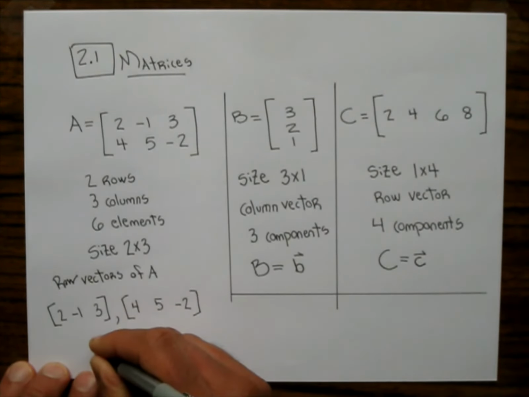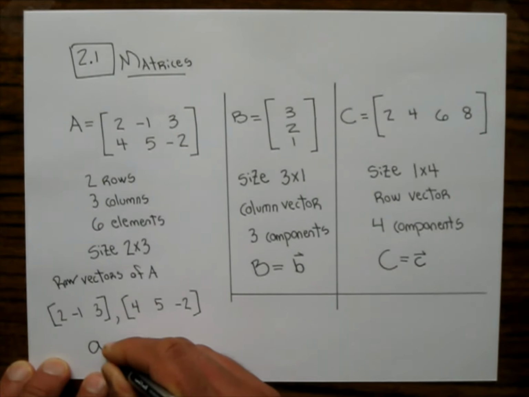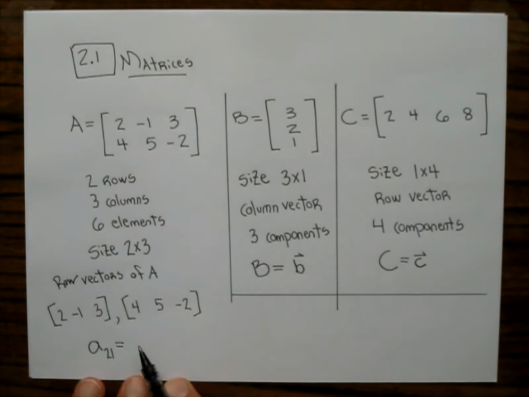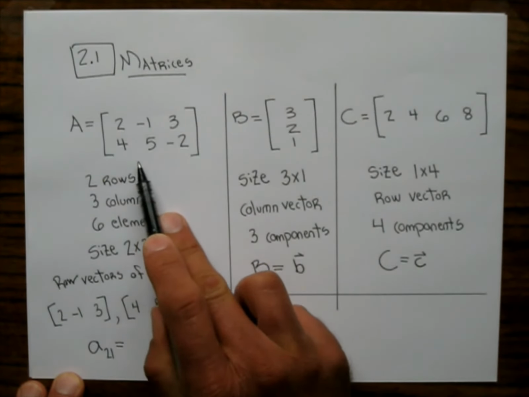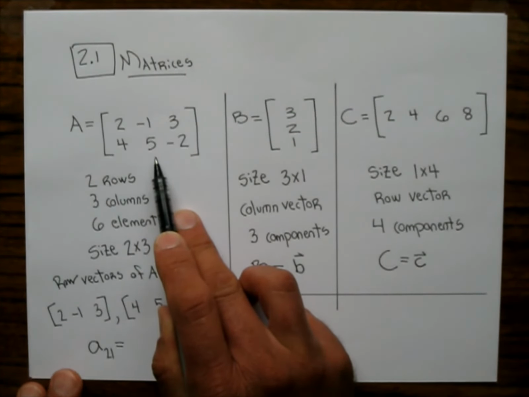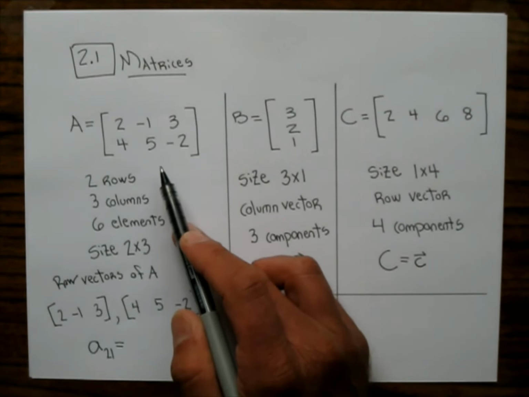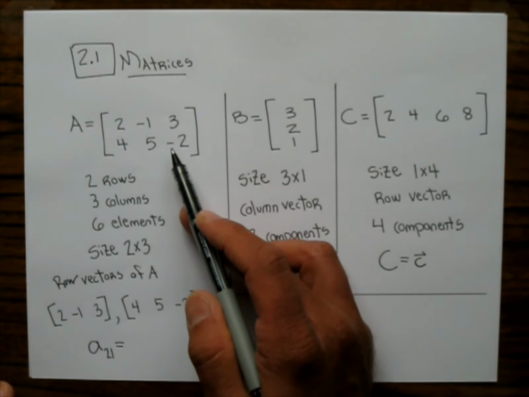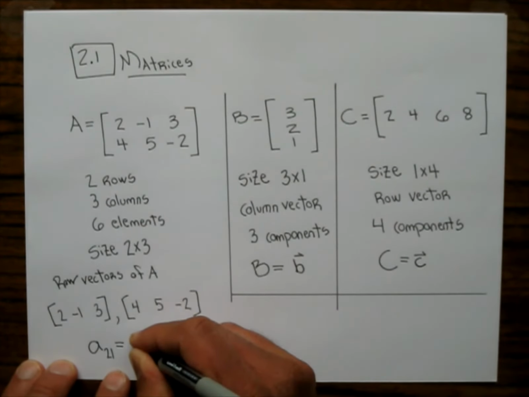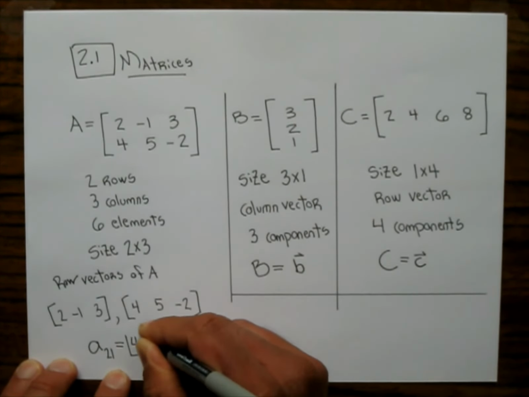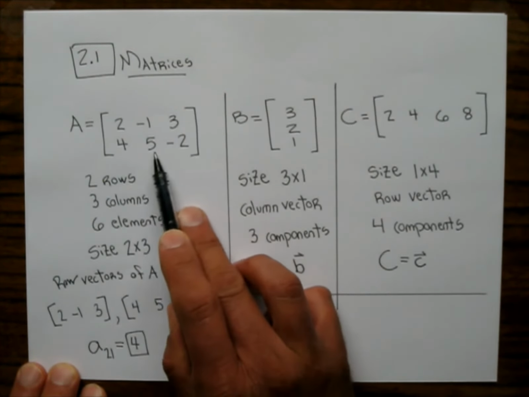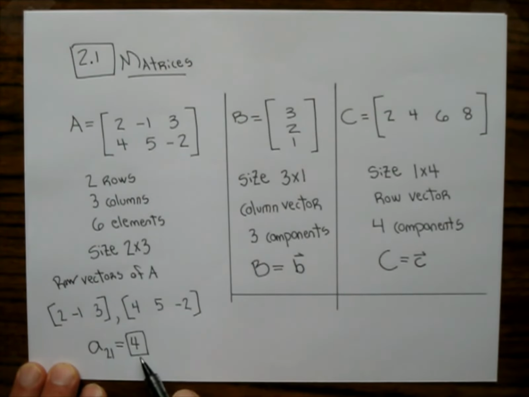And I'm going to ask you what A21 is. So A21, we're looking up at this matrix. Tell me what that entry is. When I say tell you what that entry is and then I pause, you can pause the video and try to figure it out for yourself. I'm going to go ahead and tell you that it is 4. Now, why is it 4? Because it's in the second row, first column. So that's what it is.